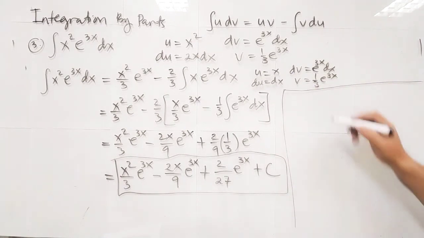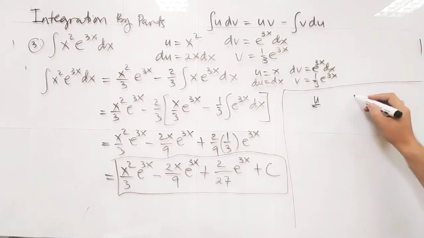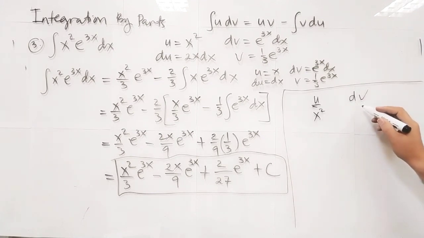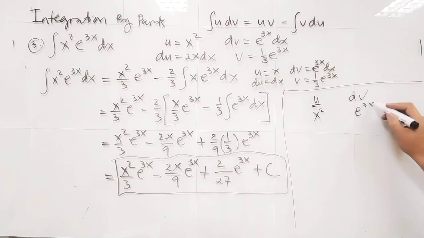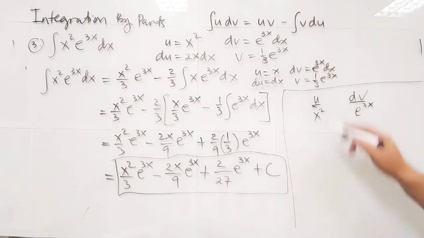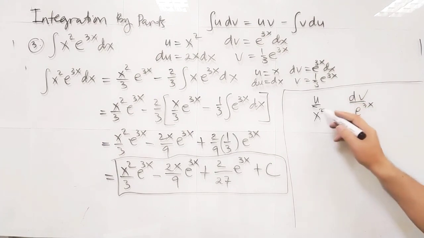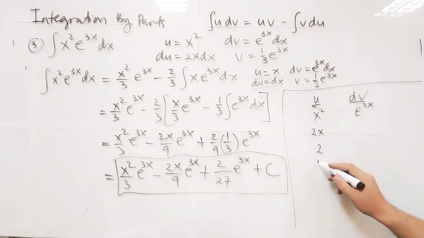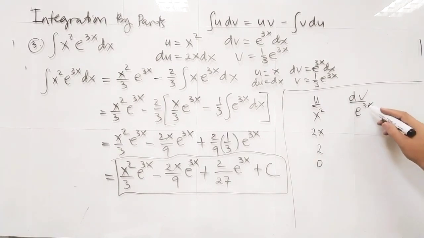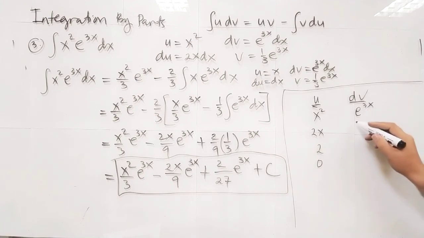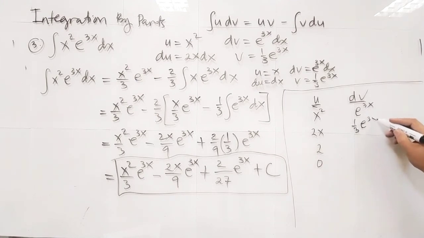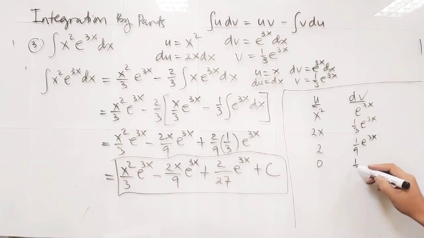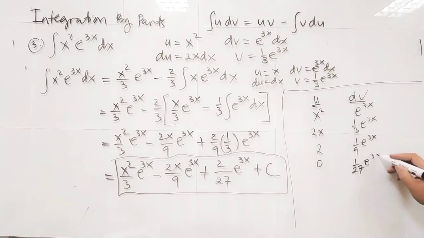Our u, our dv. So under column u, we have x squared, and our dv is equivalent to e to the 3x under column dv. Under column u, we take the derivative. Derivative of x squared equals 2x. Derivative of 2x equals 2. Derivative of 2 is 0. On this part, we integrate. We have integral, that is 1/3 e to the 3x. Integral, that is 1 over 9 e to the 3x. Integral, that is 1 over 27 e to the 3x.